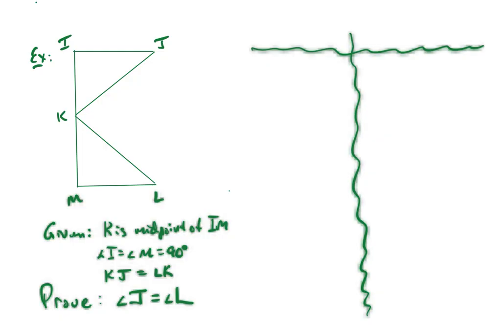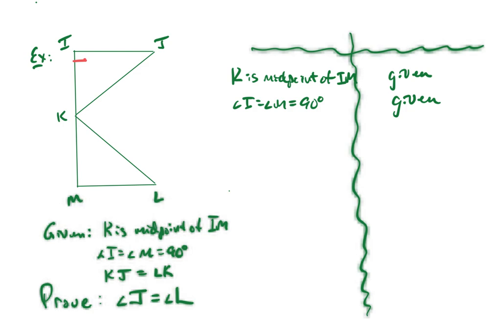Otherwise, I'm just going to get going by writing down the given information. So K is the midpoint of IM. So that's given to us. Angle I equals angle M equals 90 degrees. That's given to us. And I'm going to attach a box in each of those corners to remind us that those are 90-degree angles. And then finally, the third, KJ equals LK. So that's given to us. So KJ, this one, is equal to LK, that one.